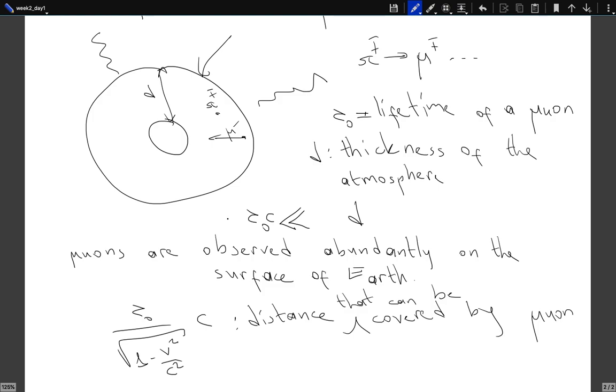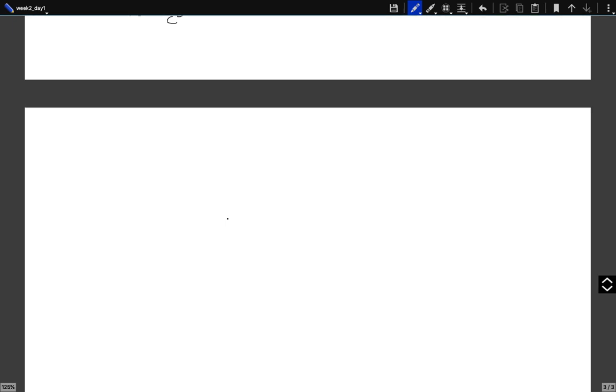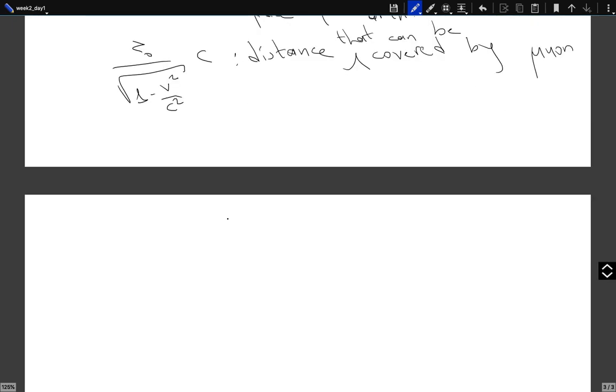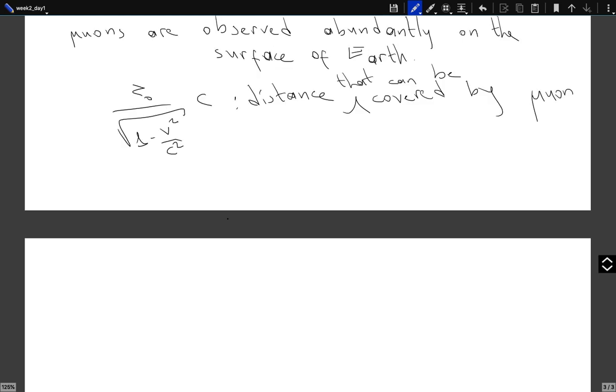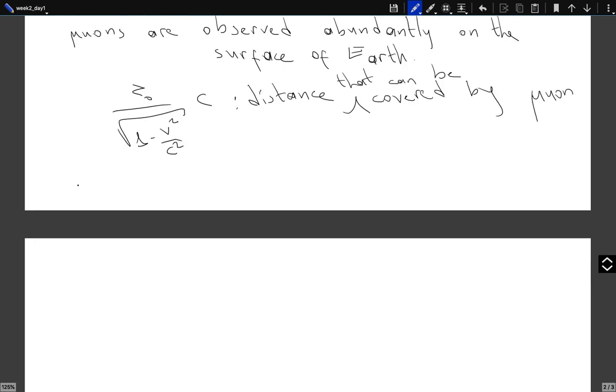In one perspective, there is a time dilation, and from the other perspective, there is a length contraction. That's why we don't see the length shorter than we see. Yes, exactly. The idea is, let me put in some numbers. Assume tau 0 is such that tau 0 times c is equal to d over 2.